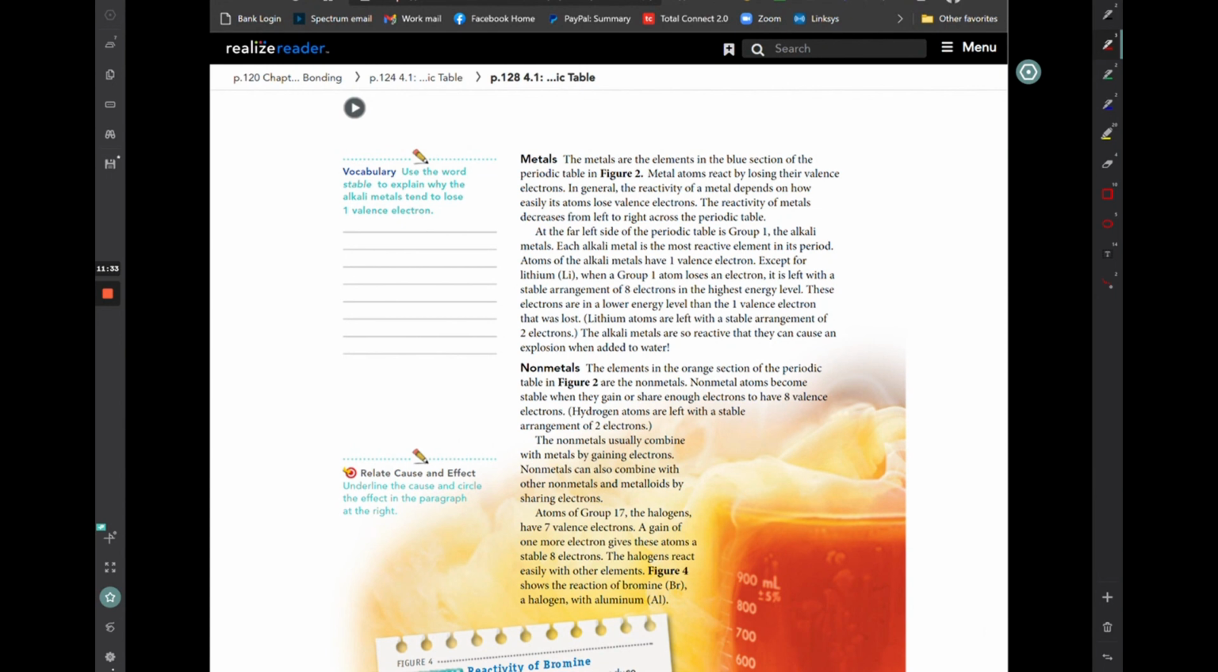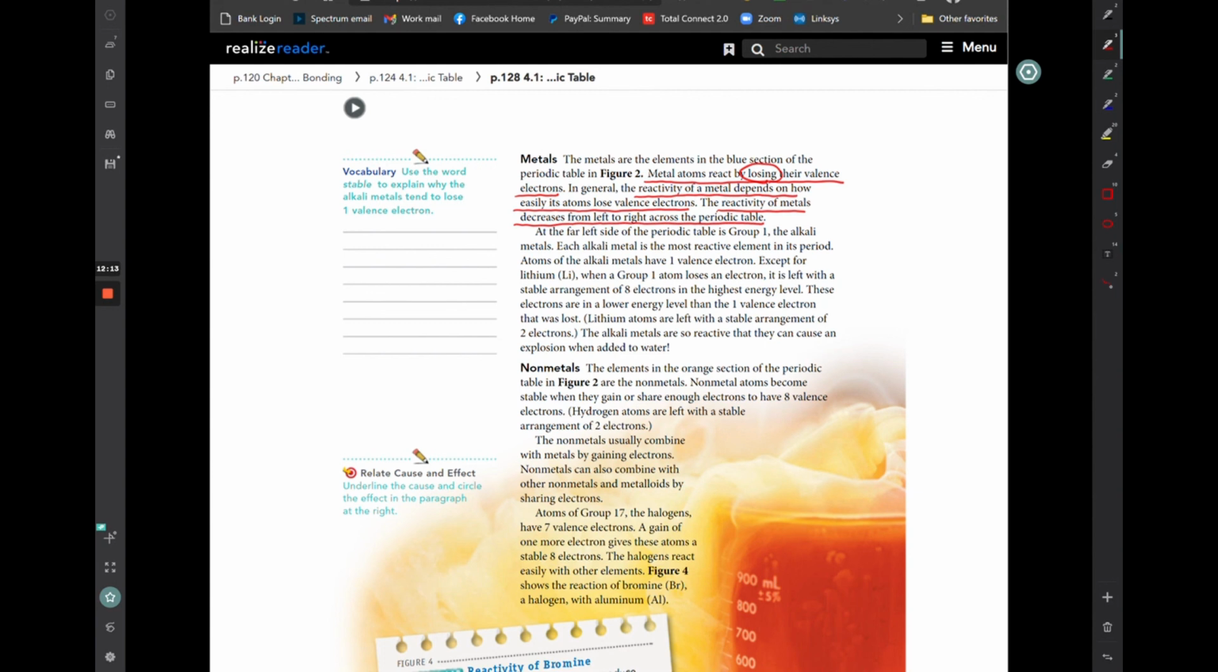Metal atoms tend to react by losing their valence electrons. So in general, the reactivity of a metal depends on how easily its atoms lose their valence electrons. And just like with everything else in the periodic table, there is a pattern: the reactivity of metals decreases from left to right across the periodic table. So those metals on the left-hand side of the periodic table are going to be more reactive than those on the right-hand side.